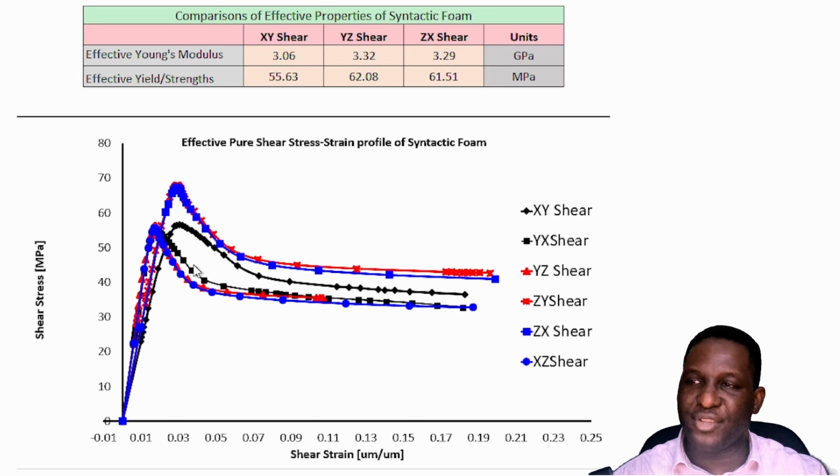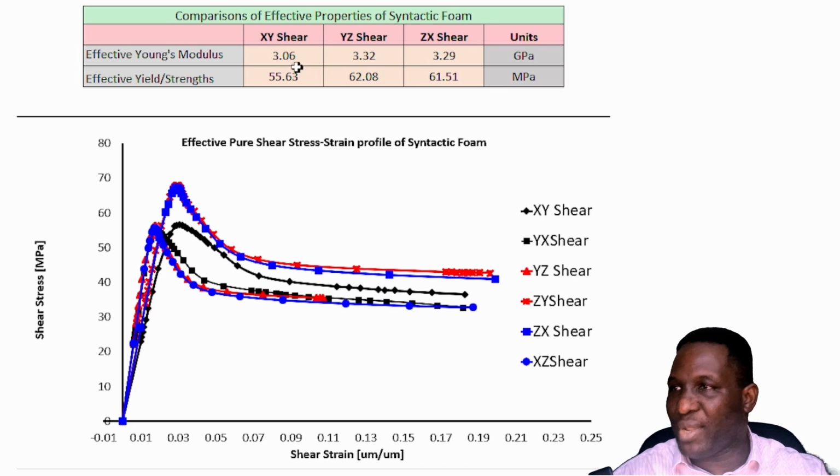Although in the post-yield behavior, there's slightly a variation, a difference in the XY and YZ plane. But however, the behavior is really very interesting based on what you can see. Then I went on to look at the effective Young's modulus, which is the shear modulus for this, and they are all comparable, and their strengths are all comparable.